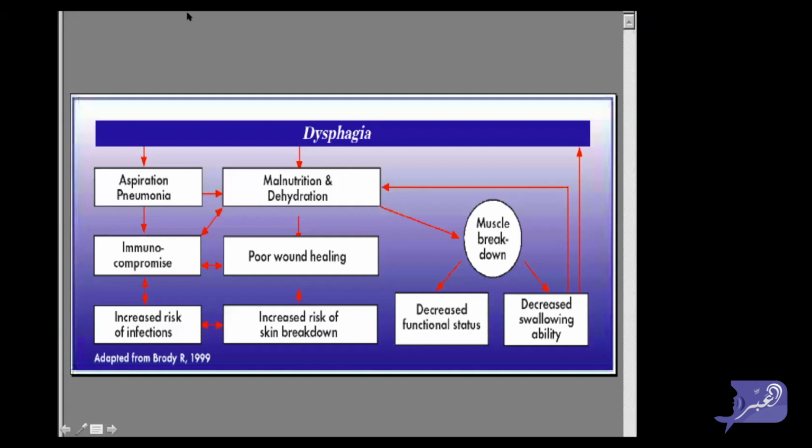This is just a quick sort of cycle, if you want to look at it that way. I look at it as a circle. So how dysphagia can impact aspiration, pneumonia, or causes aspiration pneumonia, impact nutrition and hydration. And of course, if we have malnutrition and dehydration, then we will have poor wound healing and poor recovery.